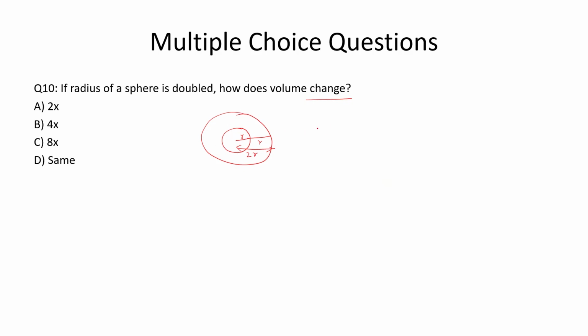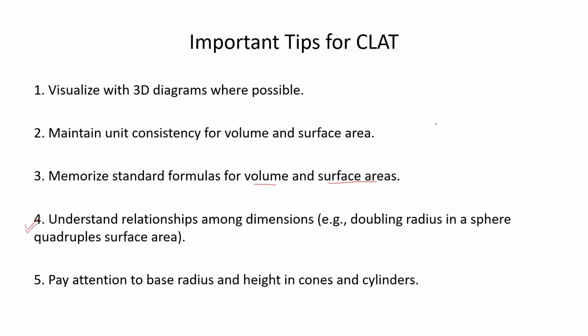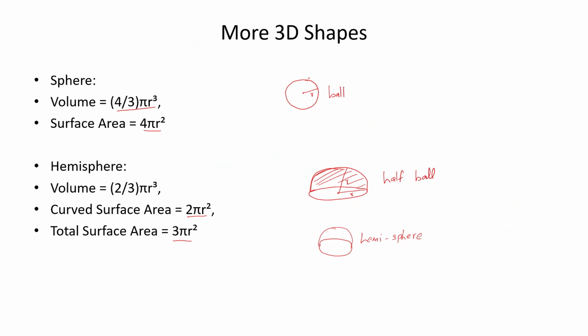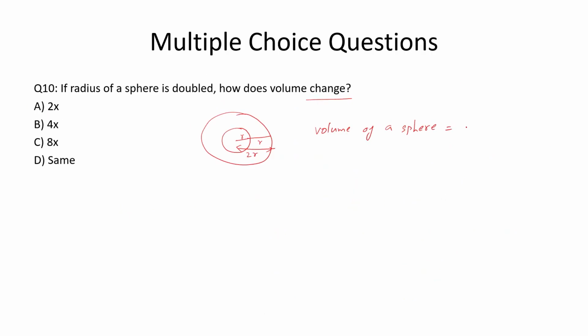So what is the volume of a sphere? How will you solve such problems? Just look at the technique. Volume of a sphere is 4 by 3 pi r cube. You can see that 4 by 3 pi r cube. Just write down the volume. Now what are they saying? They are saying if the radius of a sphere is doubled, what you have to do is, instead of r, plug in 2r into the formula and see what happens.